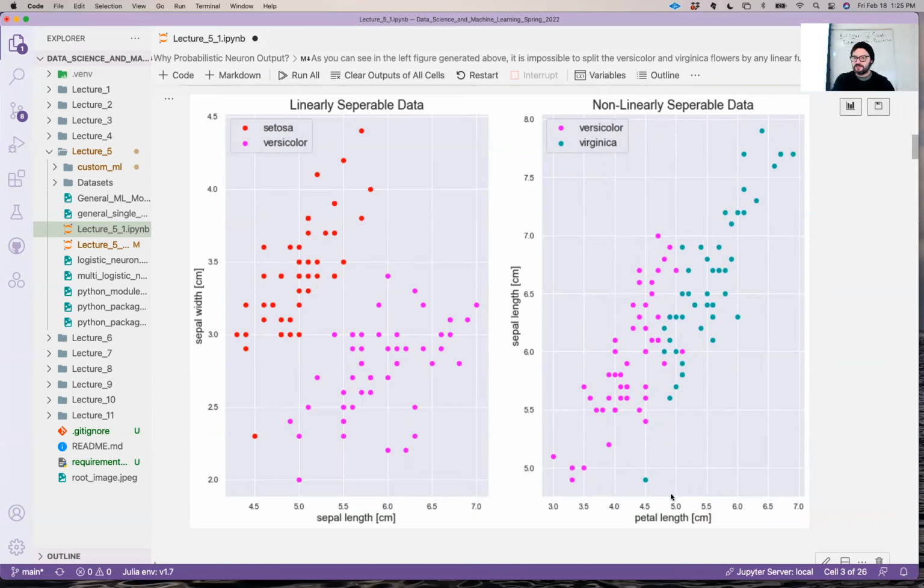But imagine you had a line splitting that, and you sampled to the right of that line, just picking a point arbitrarily. You would have a higher probability of it being a Virginica flower, right? And on the left-hand side of that line, your probability of it being versicolor should be higher.